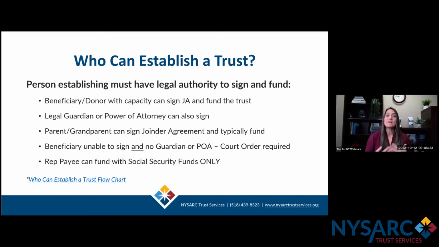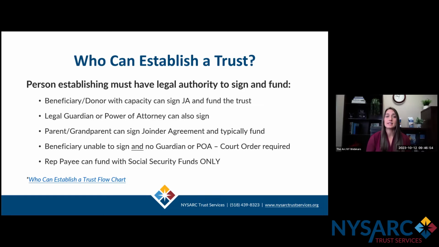Now, if the beneficiary is not able to set up the trust on their own behalf, typically the individual can establish it for themselves as long as they have the capacity to sign a legal document. In the case of a first-party trust, when it's being funded with the person's own money, that beneficiary is also considered the donor. When they have the capacity, they can sign the joinder agreement, have it notarized, and fund the trust themselves.